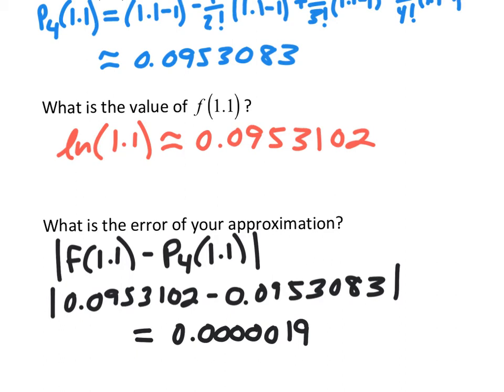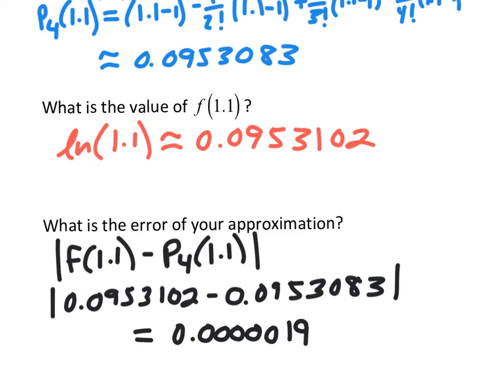If I went to, let's say, the fifth degree Taylor polynomial or the sixth degree Taylor polynomial, it would have an even smaller amount of error. But for what it is right now, that's a tiny error, so this is a very good approximation to the actual amount of natural log of 1.1. So you can see why they would use a Taylor or Maclaurin polynomial or series to approximate values back in the day when we didn't have a calculator or computer readily available.